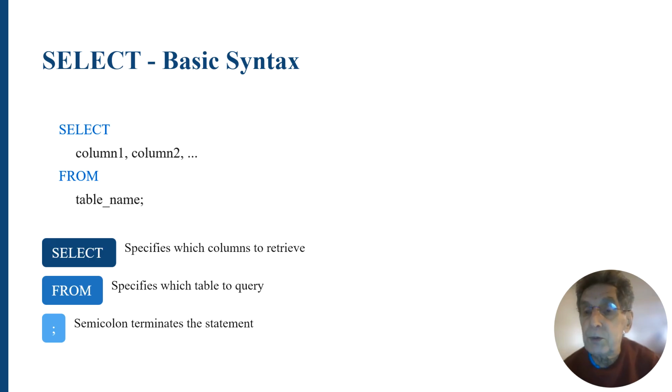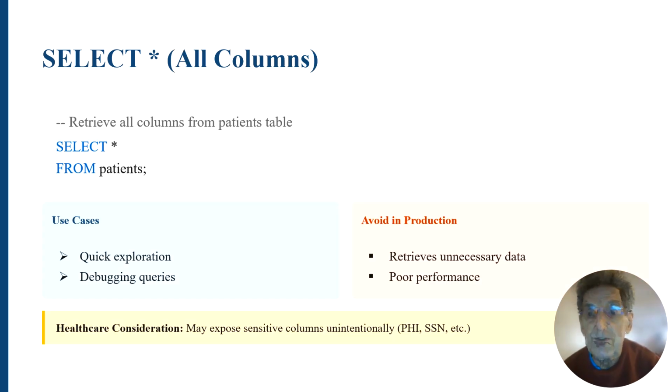All Postgres code statements have to end with a semicolon. And this tells the database that your statement is complete and you're ready to process. The select keyword is saying, give me these columns. The from keyword is saying, from this table. It reads almost like English. Select first name and last name from the patient's table. This is the foundation for everything else we learned today. It all builds upon this basic structure.